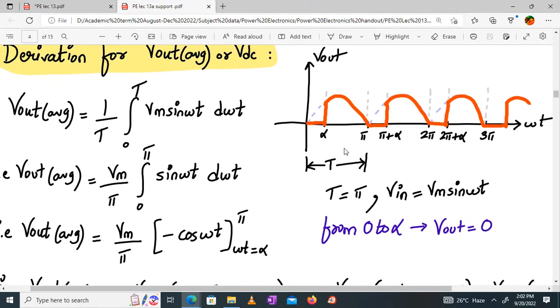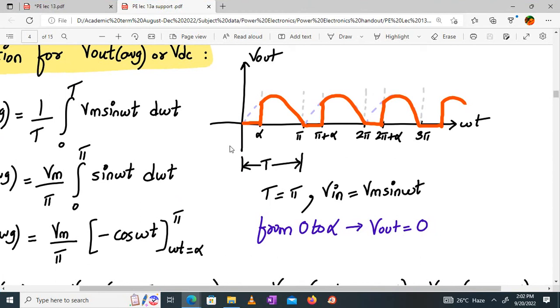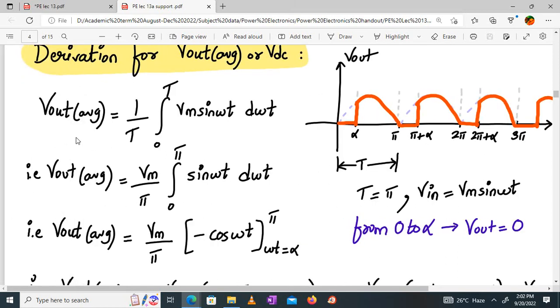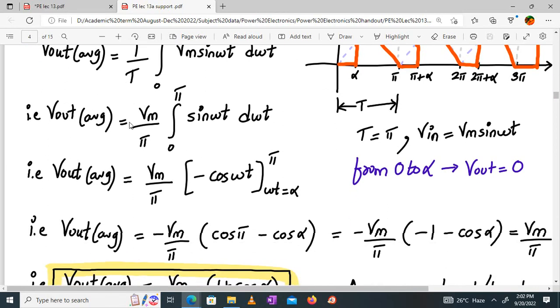Please listen. So what is the period? Over here the period is 0 to pi. Why? Why not 0 to 2 pi? Because the period is something which repeats itself. And from 0 to pi, after pi to 2 pi, it's repeating itself. Hence the period is pi. And what is V? Vm sin omega t. So output V out average will be 1 upon T integral 0 to T Vm sin omega t d omega t. Right? So Vm will come out.